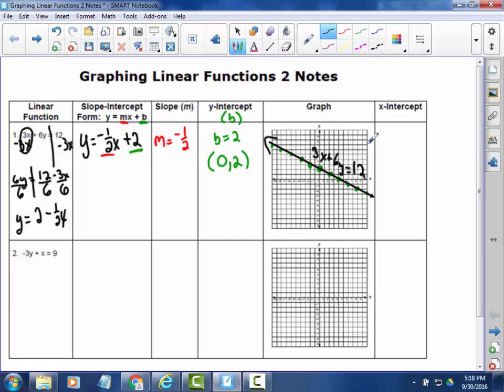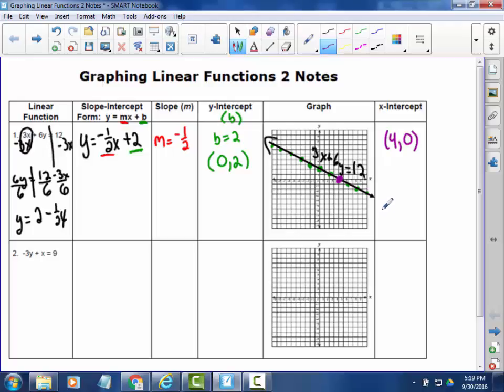Now the x-intercept we have to find is where the line crosses the x-axis. Right here's my x-axis, and this point right here is my x-intercept. So I have to count over 1, 2, 3, 4. So my x-intercept is (4, 0).